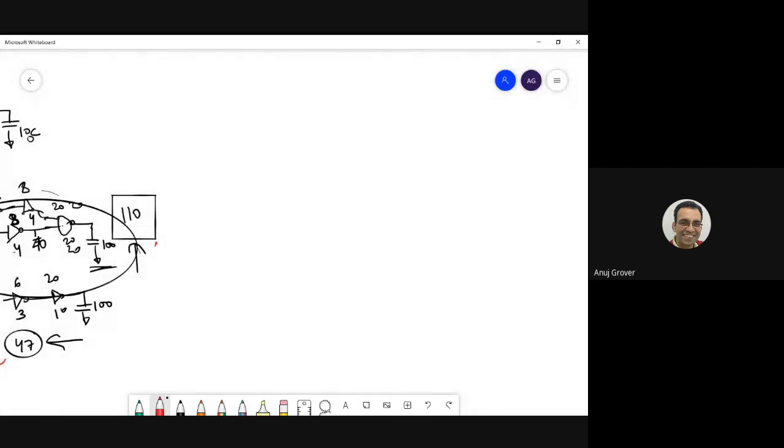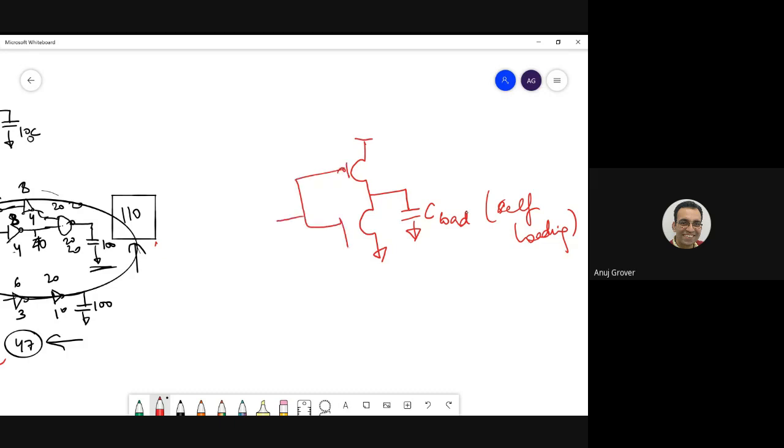So let us remove this. Let us say we have an inverter and there is some load. Let us say the C load also includes self-loading. Then what are the rise time and fall time dependent on? You remember the first delay model that we saw? What was the delay model that we made? We said we will replace this with an R on.